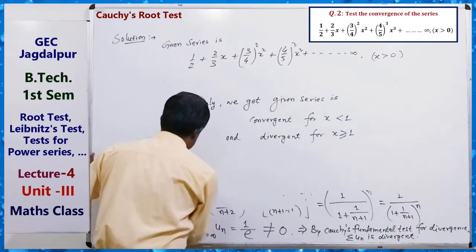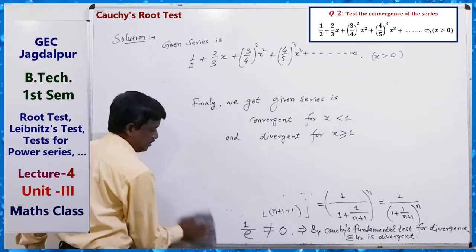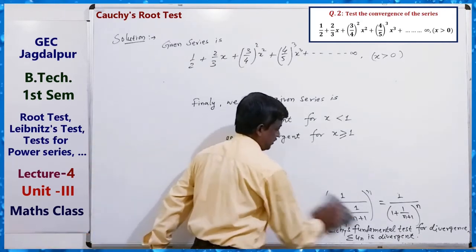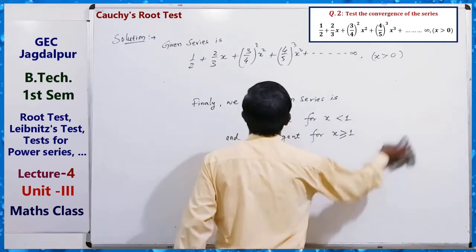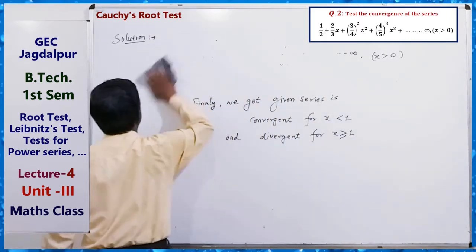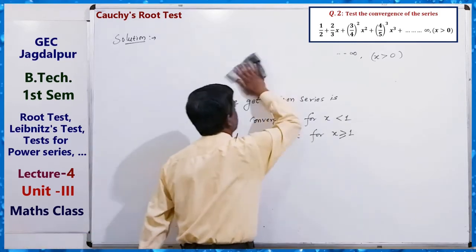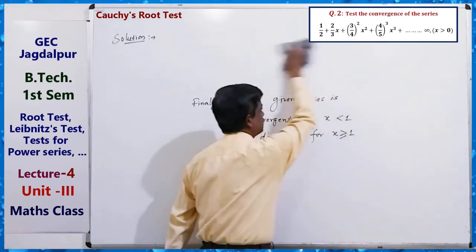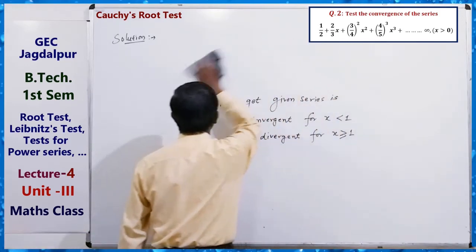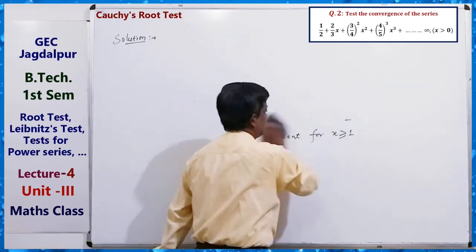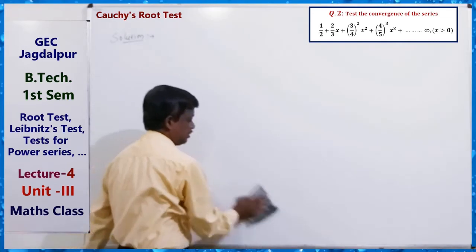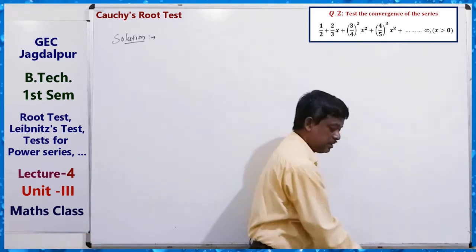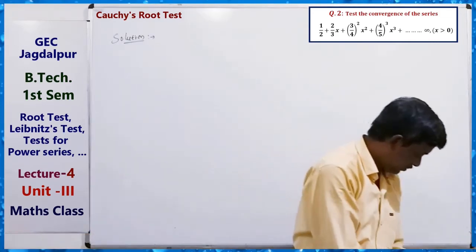So this is a very simple technique for testing whether a series is convergent or divergent, by using Cauchy's root test. Cauchy's root test is simple. Just take the nth root of the nth term and find its limit. If less than 1, convergent; greater than 1, divergent; and equal to 1, the test fails. Okay.